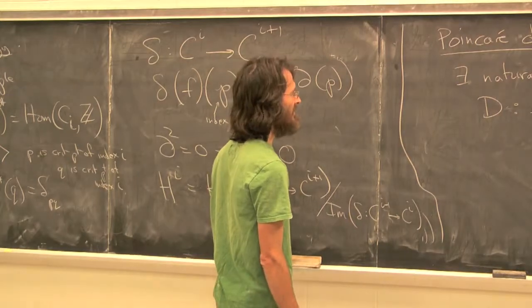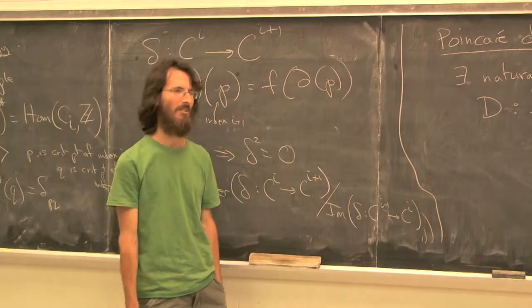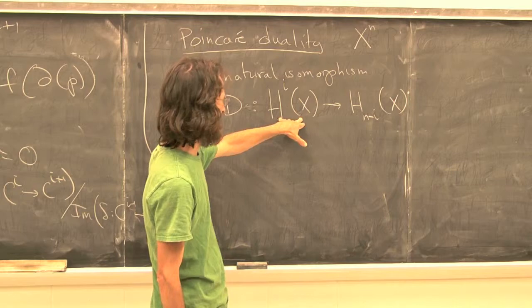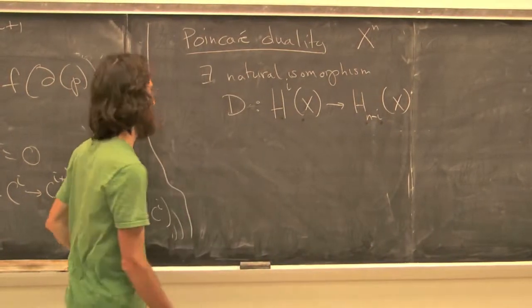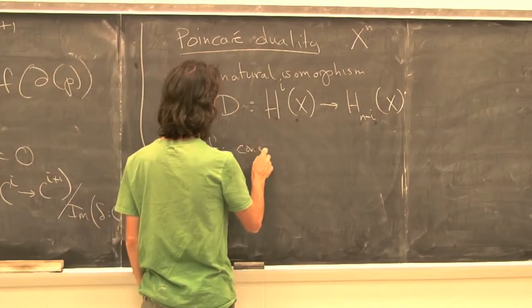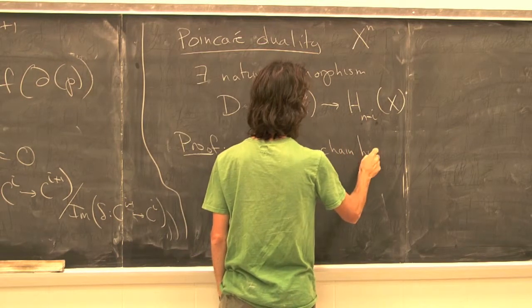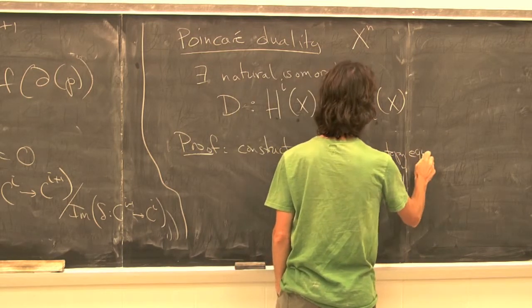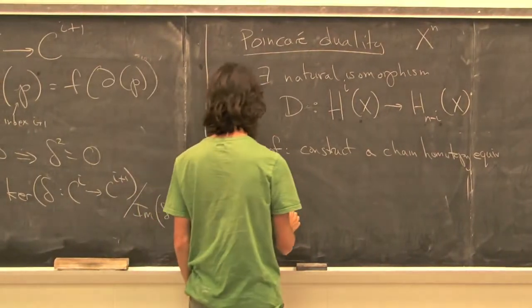So what we want to do is, the claim is this isomorphism actually comes from a chain homotopy equivalence between the dual chain complex and the original chain complex, but the indices switch. So the proof is constructing the equivalence. It's going to be as nice a chain homotopy equivalence as you would want.